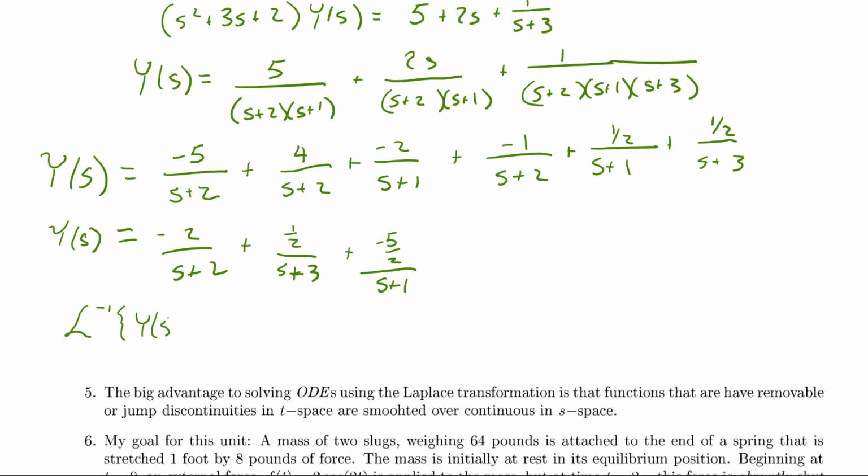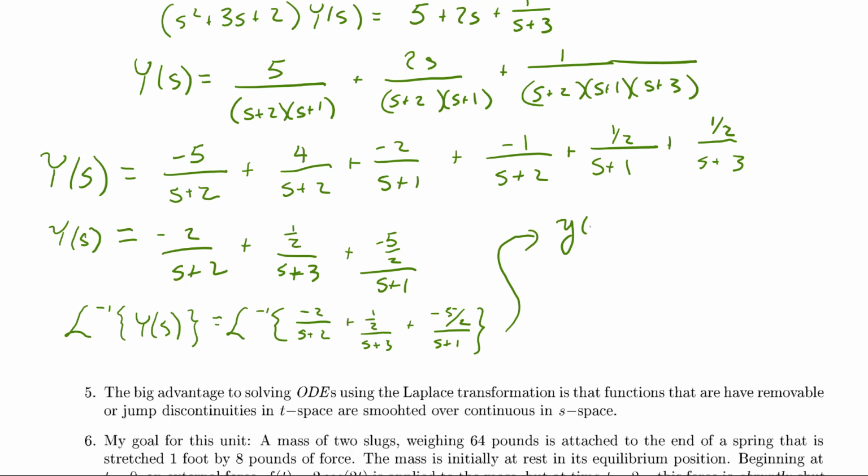So we're going to go back the other way now, using the inverse transform. Negative 2 over s plus 2 plus 1/2 over s plus 3, and plus negative 5/2 over s plus 1. And I'm not going to review how to do the inverse transforms here, but this gives us y of t is equal to negative 2 e to the negative 2t plus 1/2 e to the negative 3t, and then negative 5/2 e to the negative t. Let me clean that up slightly. That was to the negative 2t.